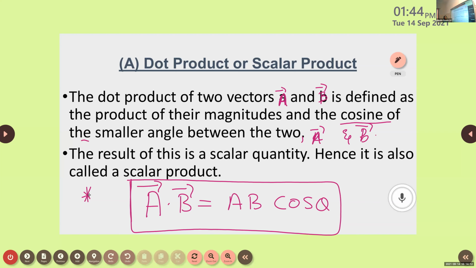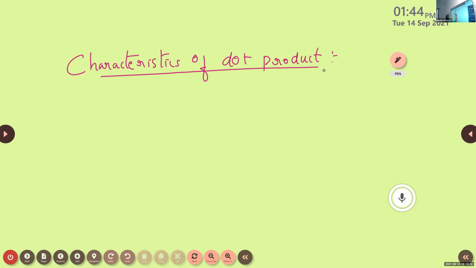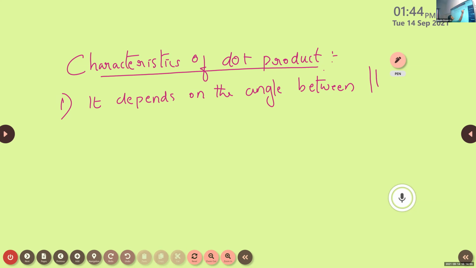Now write the next subheading: characteristics of dot product or scalar product. The first characteristic: it depends on the angle between them.